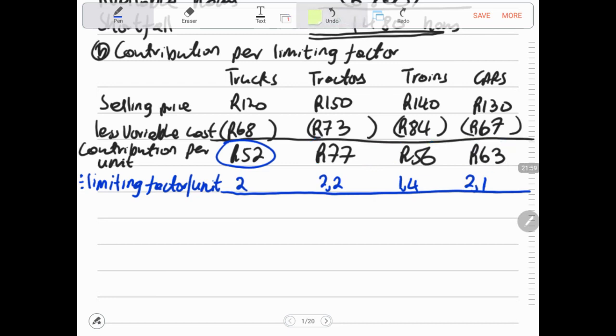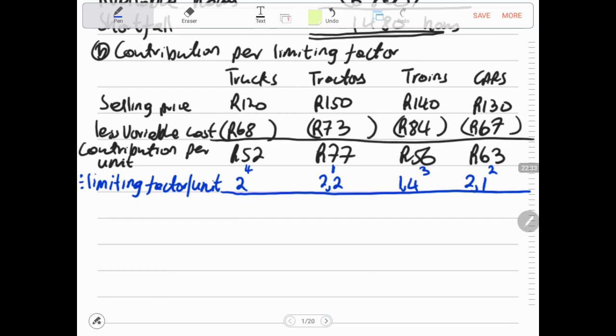And if you were ranking according to the contribution per unit, you might ask, why can't we rank using the contribution per unit? Because this can cheat you sometimes. This will be ranked number 1 because 77 is the highest. 63 will be ranked number 2. 56 will be ranked number 3. And this will be ranked number 4, if you were ranking by mistake using the contribution per unit. But when we rank according to the limiting factor, or the contribution per limiting factor.